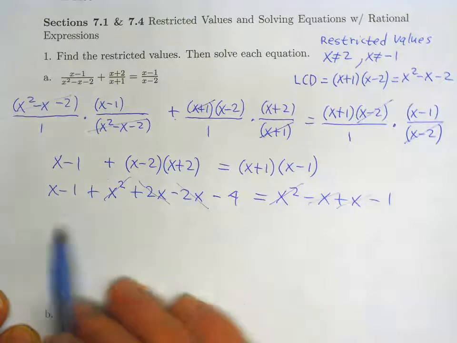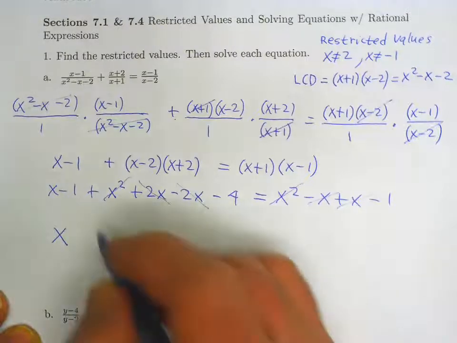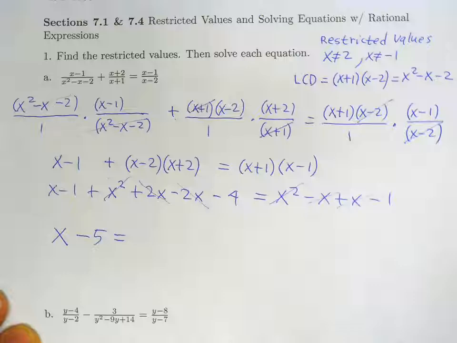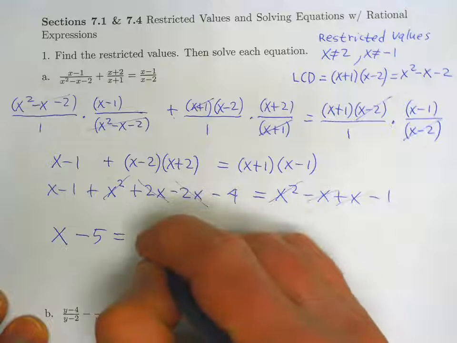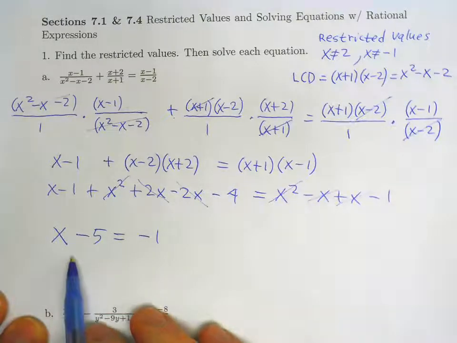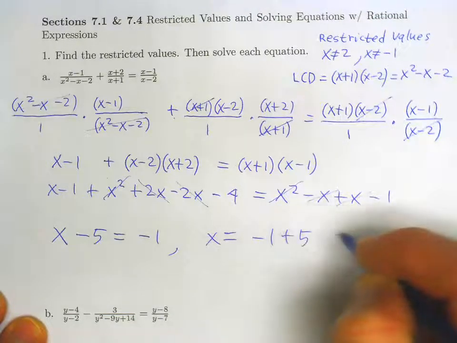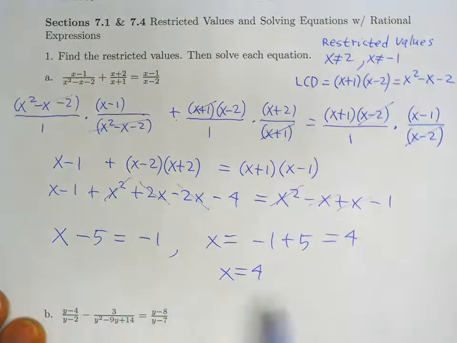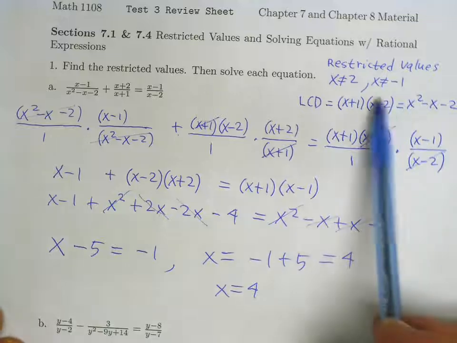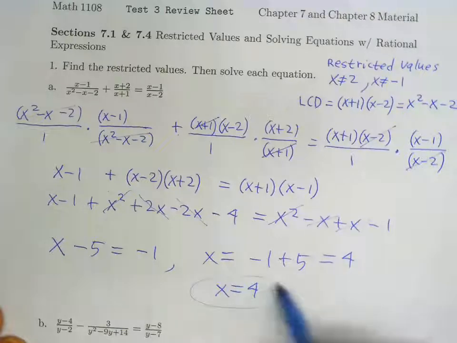And let's write down what we have left. On the left-hand side, we have x, and minus 1 minus 4 is minus 5. And on the right-hand side, the only thing left is negative 1. So now we just add 5 to both sides, and negative 1 plus 5 is positive 4. So x equals 4 is our candidate. And then we check the restricted values. 4 is not a restricted value, so we'll conclude that x equals 4 is the only solution.